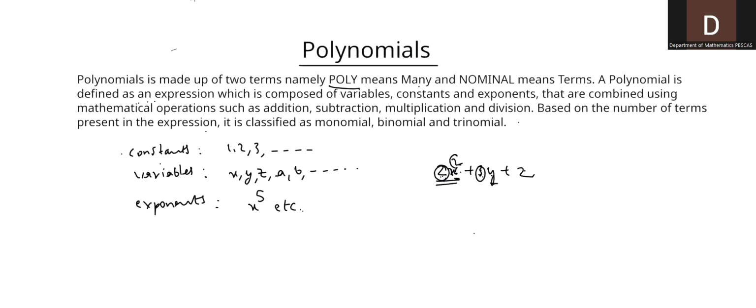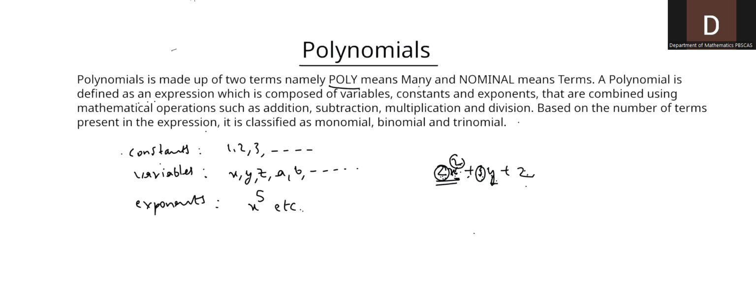Square is the exponent. This is the example for the given polynomial. So once again, x and y are variables, 2 and 3 are coefficients. Here a single 2 is the constant and the power 2 is called the exponent.